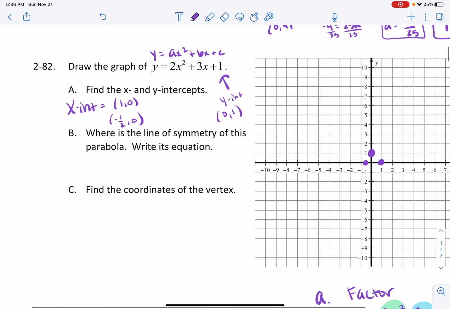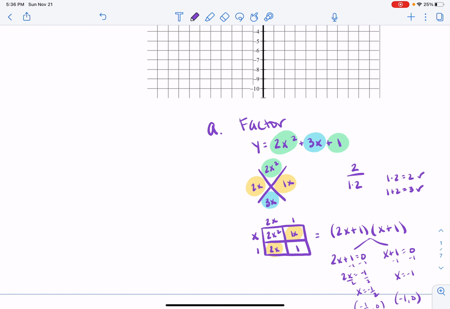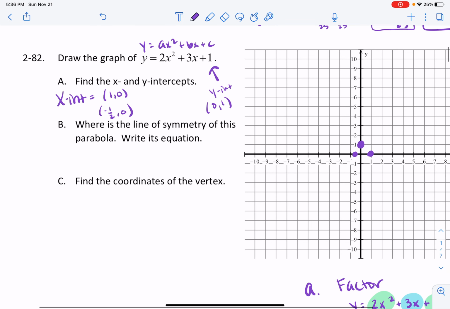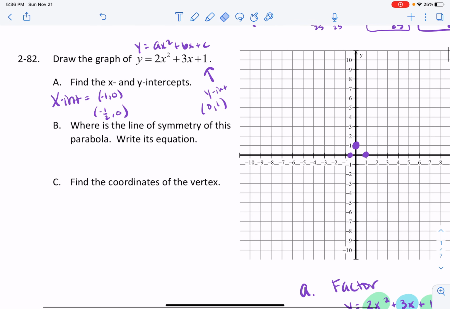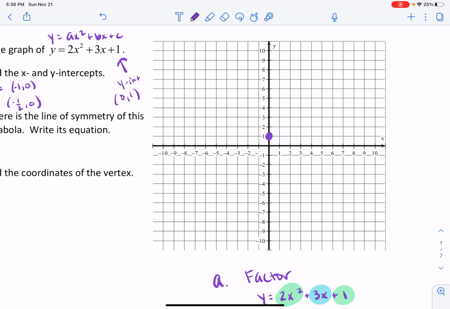All right. So then where's the line of symmetry and write its equation? So that's like what's in the middle. Sorry, I meant to write a -1 up here. So let me rewrite that. We've got this -1/2 and a -1 here and here.